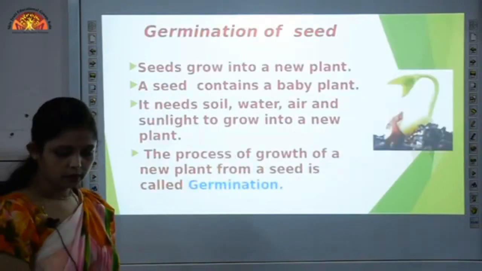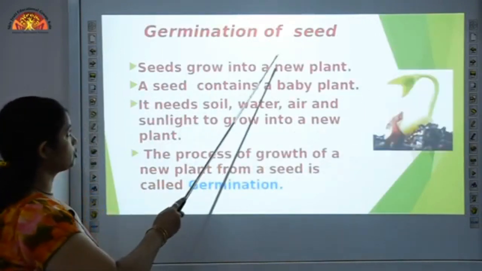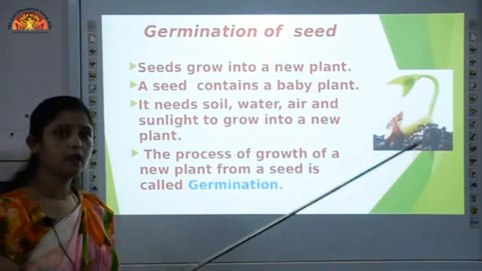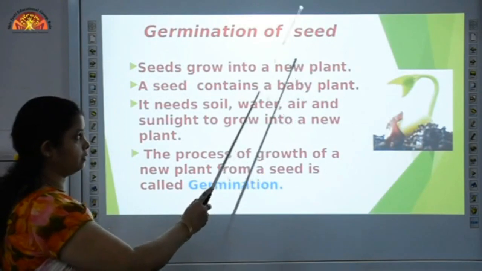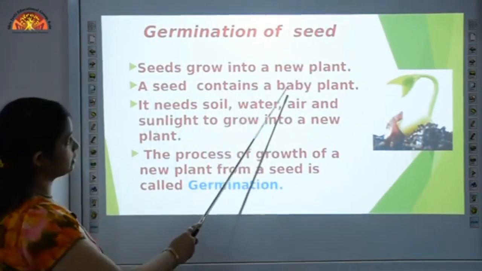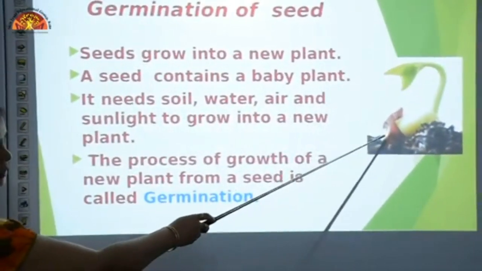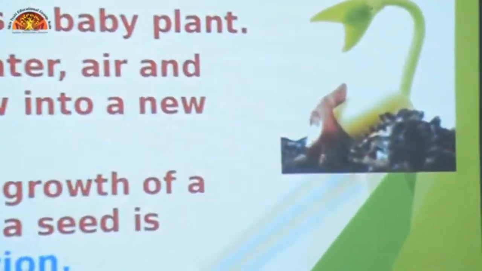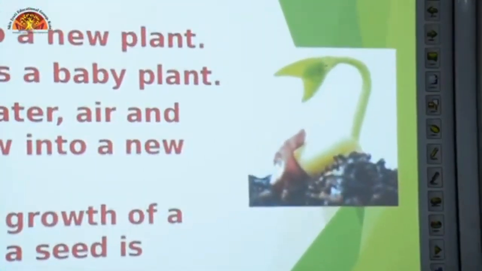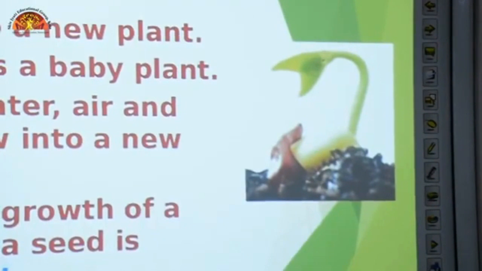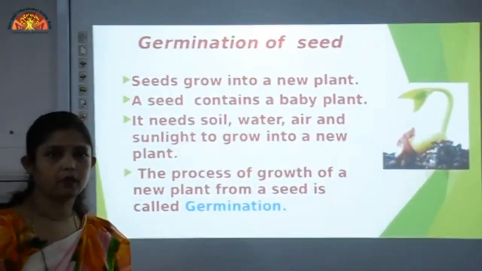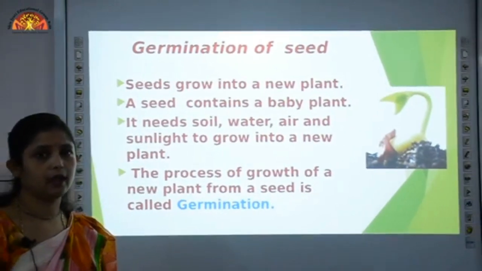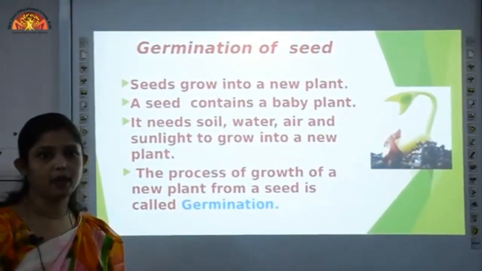Now we come to the last topic, that is germination of seeds. How do seeds grow? Seeds grow into a new plant. A seed contains a baby plant. As you can see in the picture shown here, children, seed is again a very important part of a plant. Seed एक बहुत ही important part है. Why? Because it gives rise to a new plant. वो एक new plant को produce करता है. It contains a baby plant inside it.